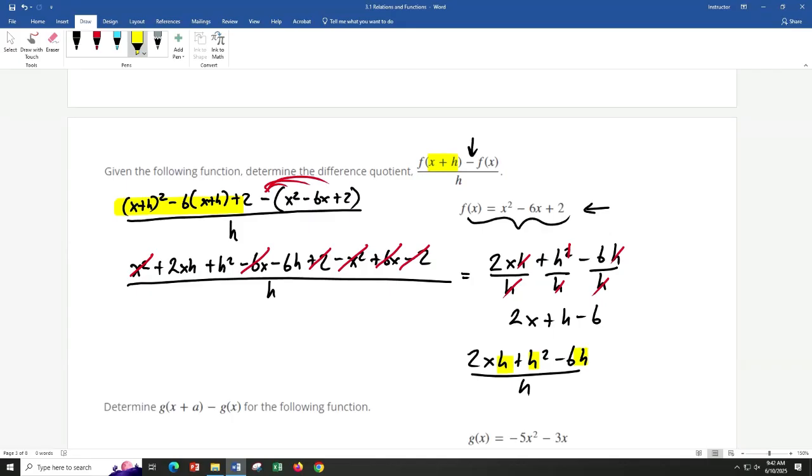Not too bad. You realize how I did it? All I did was this. I said, hey, one of my functions I have to make look like this now. Instead of just the x, I'm going to say x plus h. It's going to be the same thing for this one here.